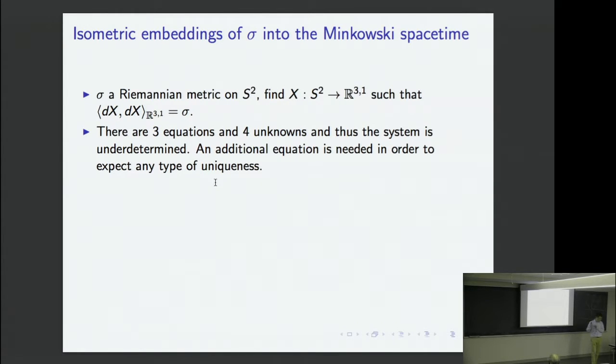The theorem of Nirenberg-Pogorelov is actually the exactly determined case. You have 3 equations, and you do an isometric embedding into a 3-dimensional space. And that's why you expect uniqueness. That's how they prove the uniqueness. But in this case, you can see that apparently there are 3 equations and 4 unknowns, because you have 4 coordinate functions in Minkowski space. So the system is actually totally underdetermined, and there is one functional degree of freedom. If we expect any kind of uniqueness, we have to impose an additional equation. And we actually find this equation through energy.